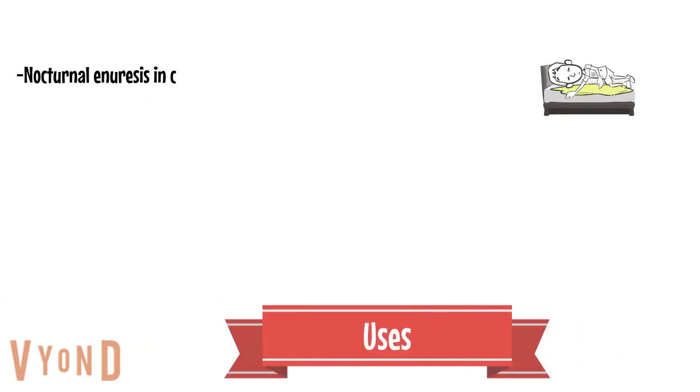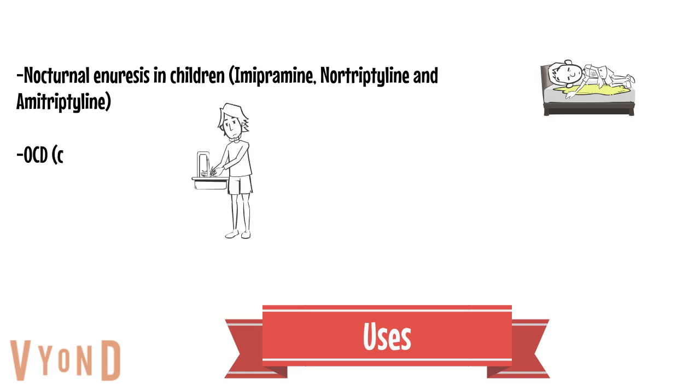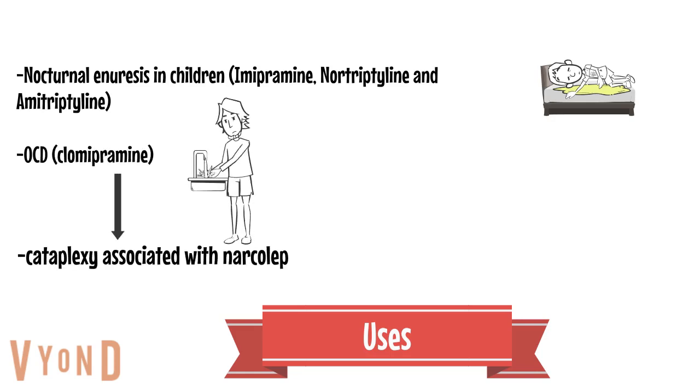Nocturnal enuresis in children, by using imipramine, nortriptyline and amitriptyline. Clomipramine is used in the treatment of OCD. It is also used as adjunctive treatment of cataplexy associated with narcolepsy.